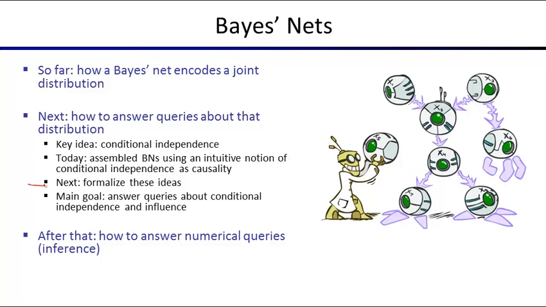So we'll formalize those ideas of how do you find independencies from looking at the graph. After that, we'll start looking at numerical queries, where you say, given a certain set of variables have been observed, what is the distribution over another set of variables? Without having to go to the full joint distribution, because then we build this big table and we're back to where we started from.